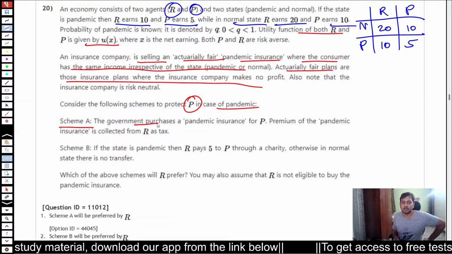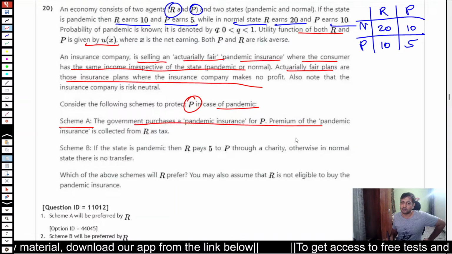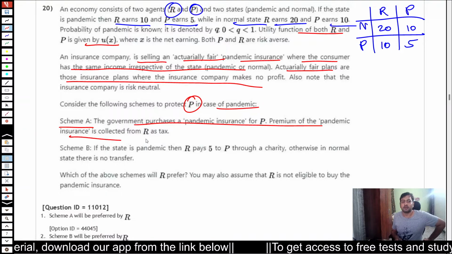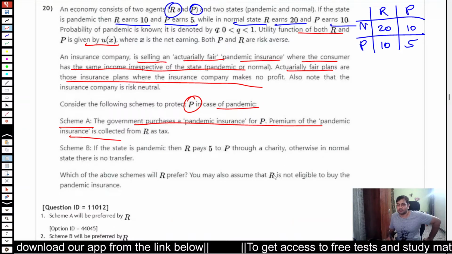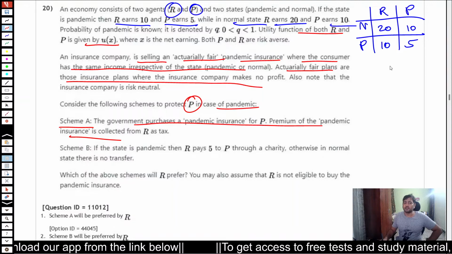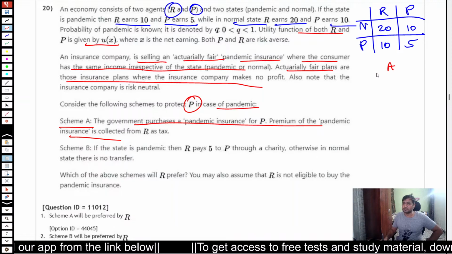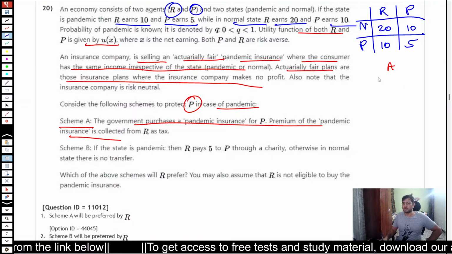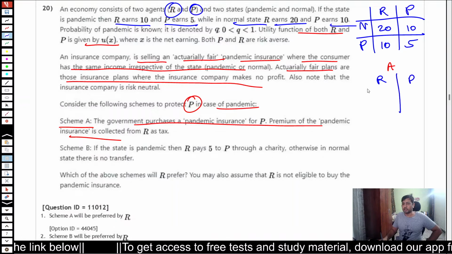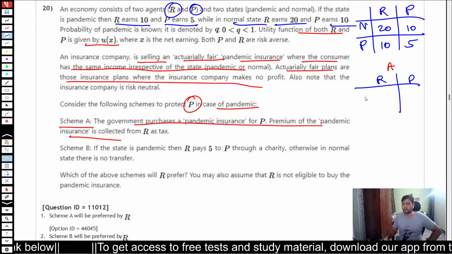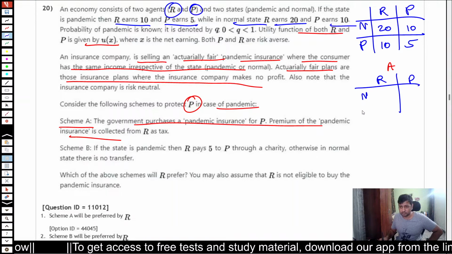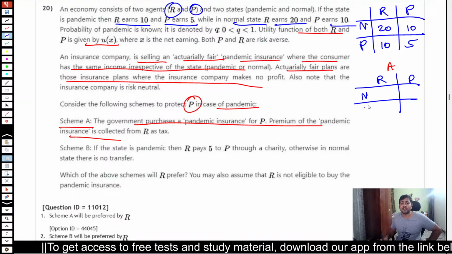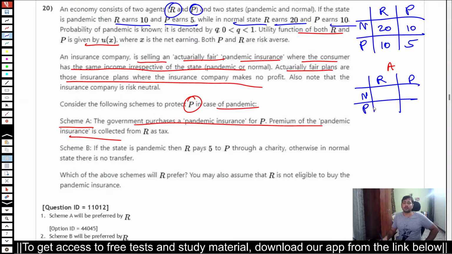Scheme A: the government purchases the pandemic insurance for P. The premium for the pandemic insurance is collected from tax. So if the government picks scheme A, then what are going to be the payoff matrices? So rich, poor, normal state, and pandemic state. Let's find out the payoffs for both of these people.